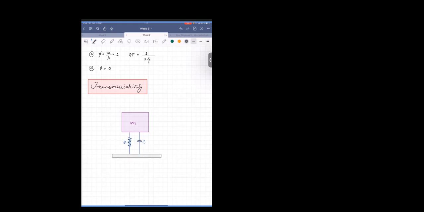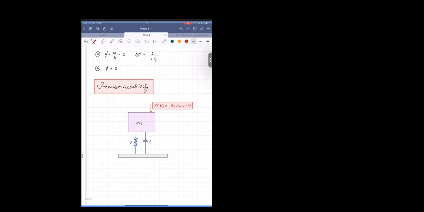Okay, so for example, this mass M is being excited by some external excitation, P of T. And this P of T, we already solved for it, is P naught sine omega T, so it will be easy for us. So for example, it is being excited by this excitation, P equal to P naught sine omega T. We are interested in finding how much force is being transmitted to this base.